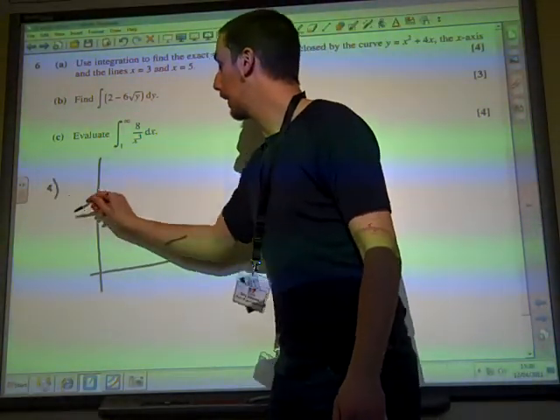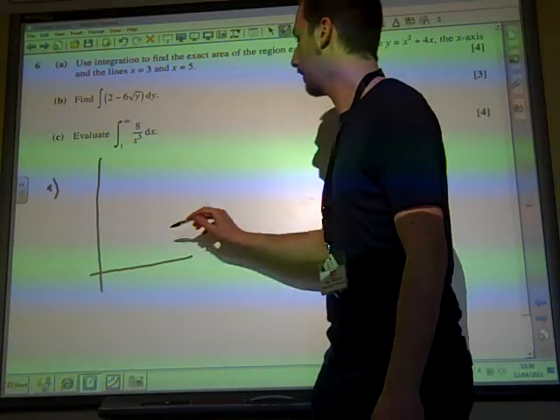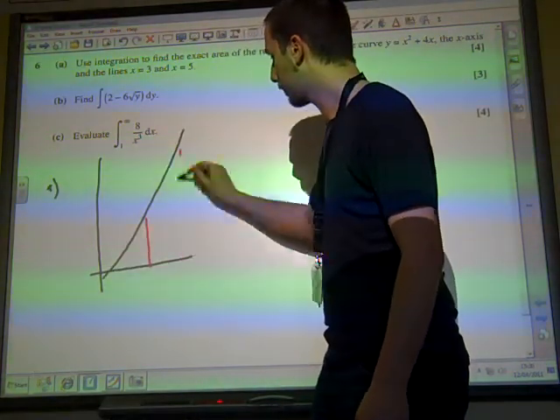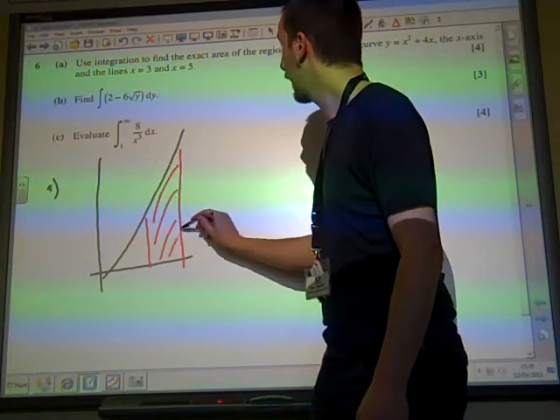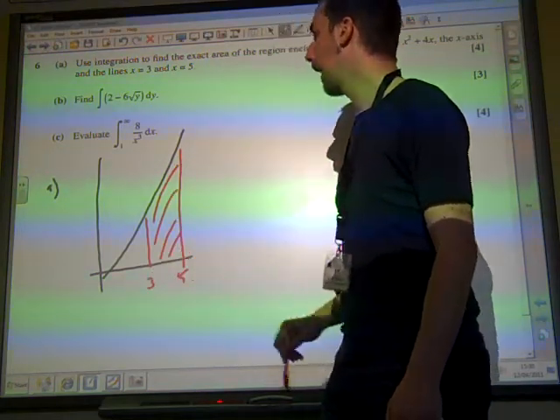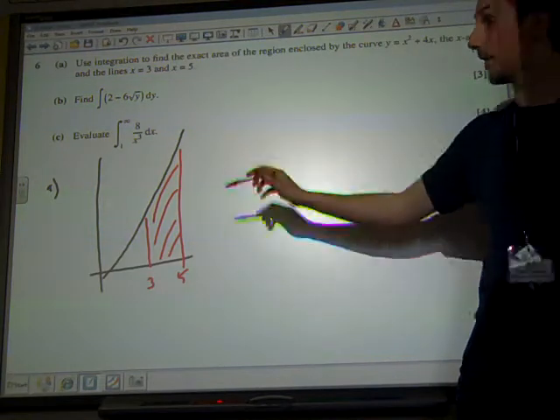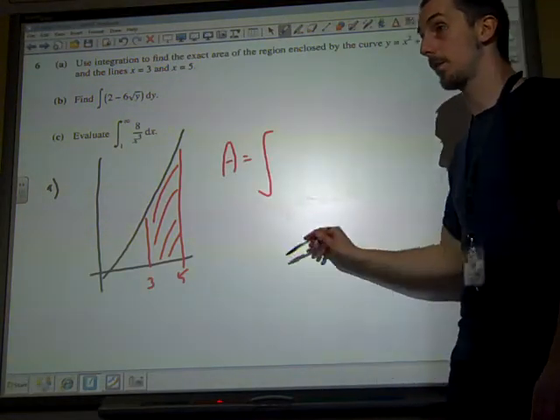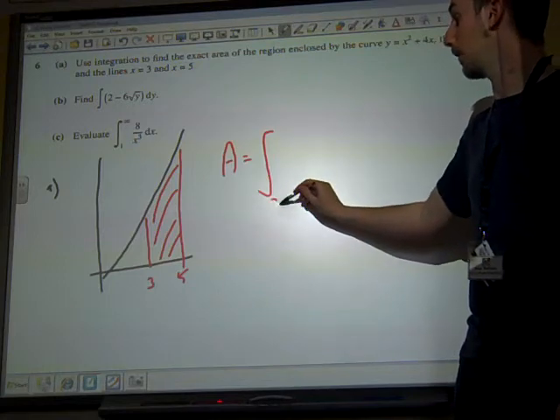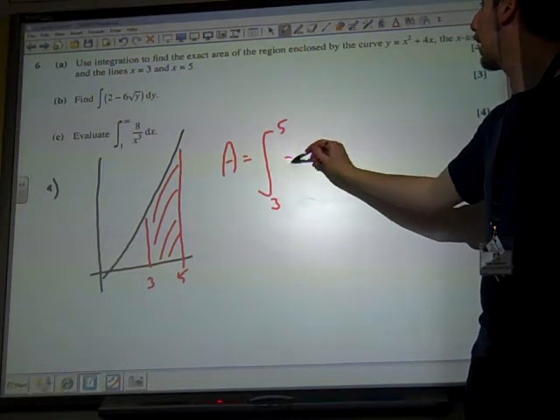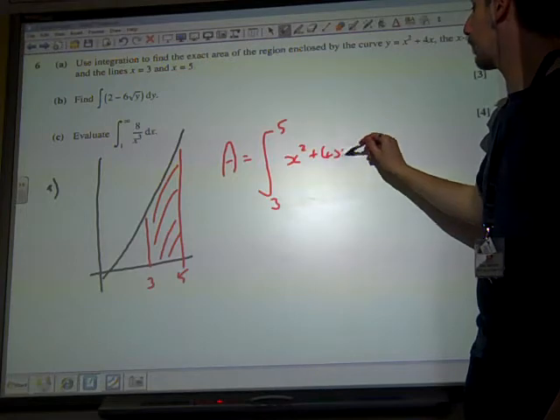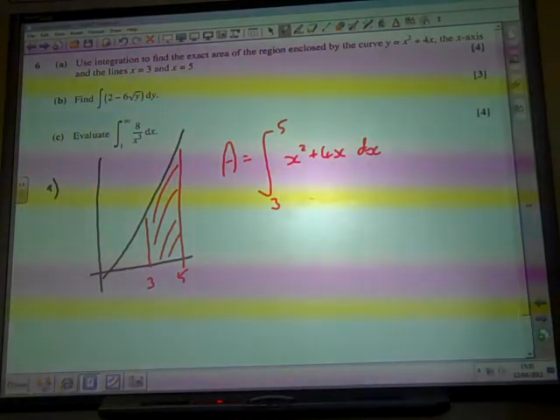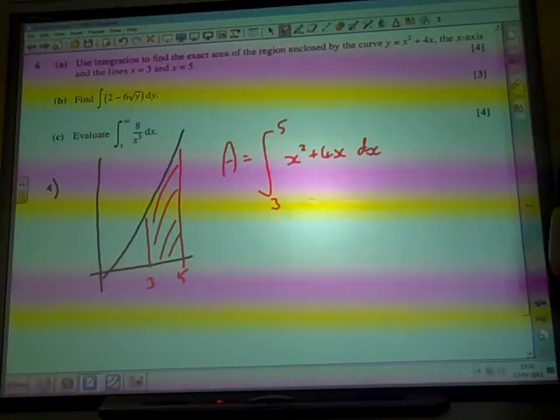Part A, the graph is going to be doing something like that. There are the values 3 and 5. And so what it's saying is that the area is, as we've just said, the integral between 3 and 5 of x squared plus 4x dx. That's all that it wants us to do.